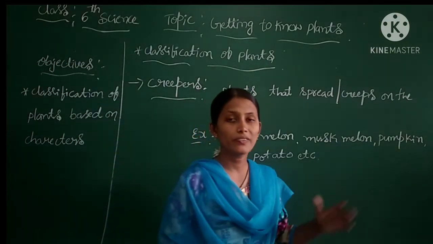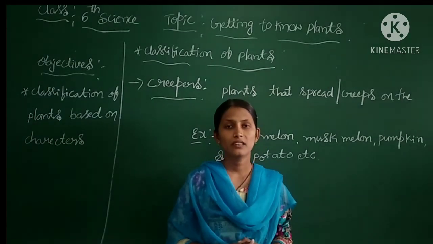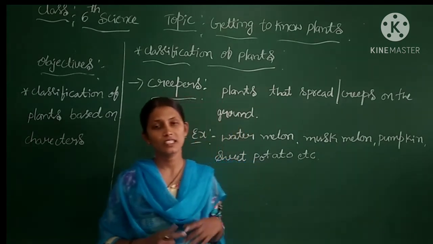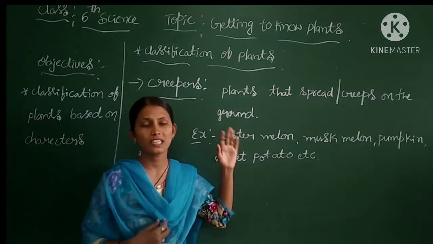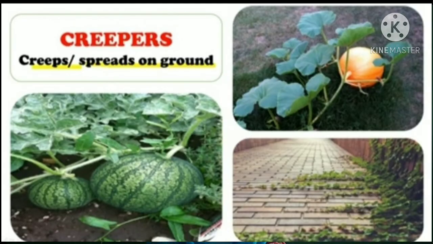The stem of these plants is very weak and they cannot stand upright. So these types of plants we are considering creepers. Creepers are nothing but plants that spread on the ground. Look at this picture. We might have seen the watermelon, muskmelon, pumpkin. They spread on the ground or creep on the ground because they have a weak stem and cannot stand upright. So these types of plants we are calling creepers.